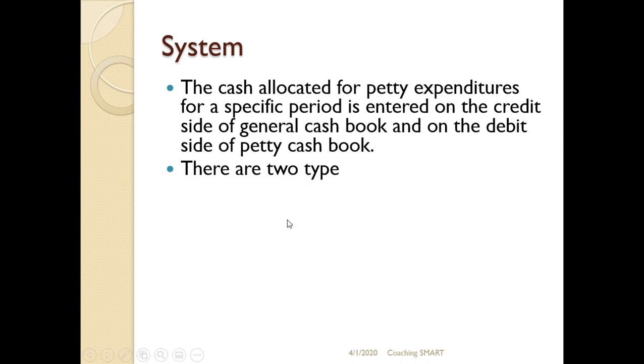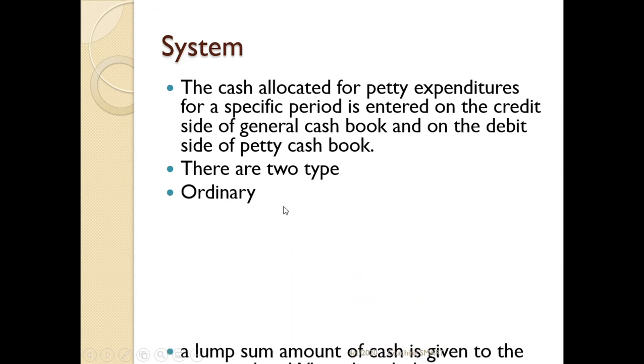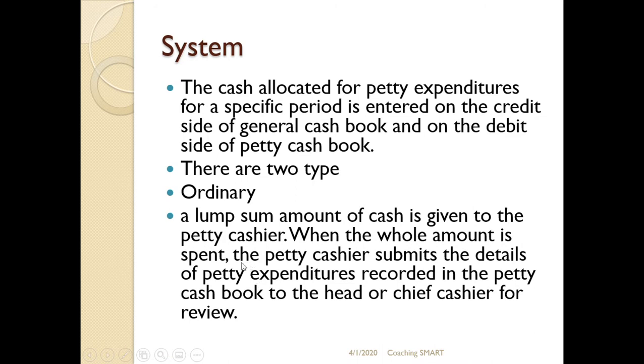Now, there are two types of systems which are normally used. One is called ordinary system. Now, what do you mean by ordinary system? Under this system, a lump sum amount of cash is given to the petty cashier. When the whole amount is spent, the petty cashier submits the details of the petty expenditure recorded in the petty cash book to the head or the chief cashier for review.